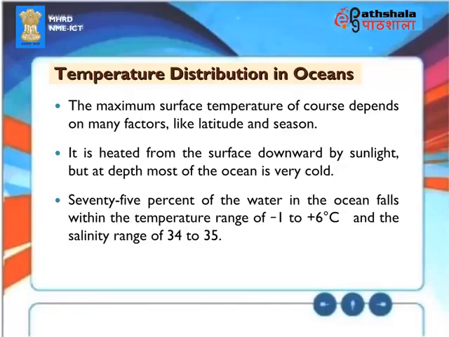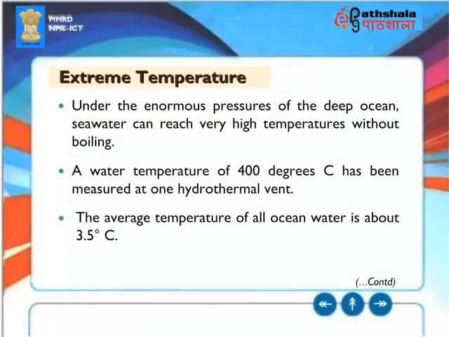It is heated from the surface downward by sunlight, but at depth most of the ocean is very cold. 75% of the water in the ocean falls within the temperature range of -1 to +6 degrees centigrade, and the salinity range of 34 to 35. Extreme temperature. Under the enormous pressures of the deep ocean, seawater can reach very high temperatures without boiling. A water temperature of 400 degrees centigrade has been measured at one hydrothermal vent. The average temperature of all ocean water is about 3.5 degrees centigrade.